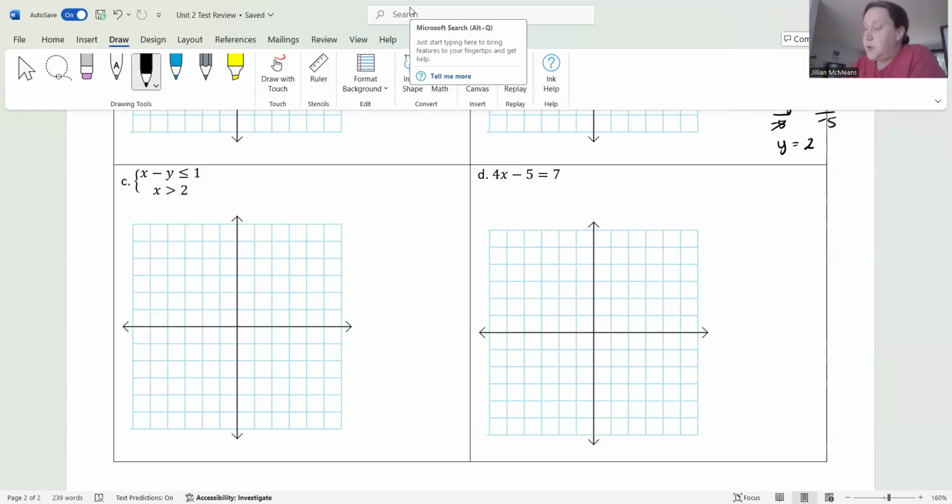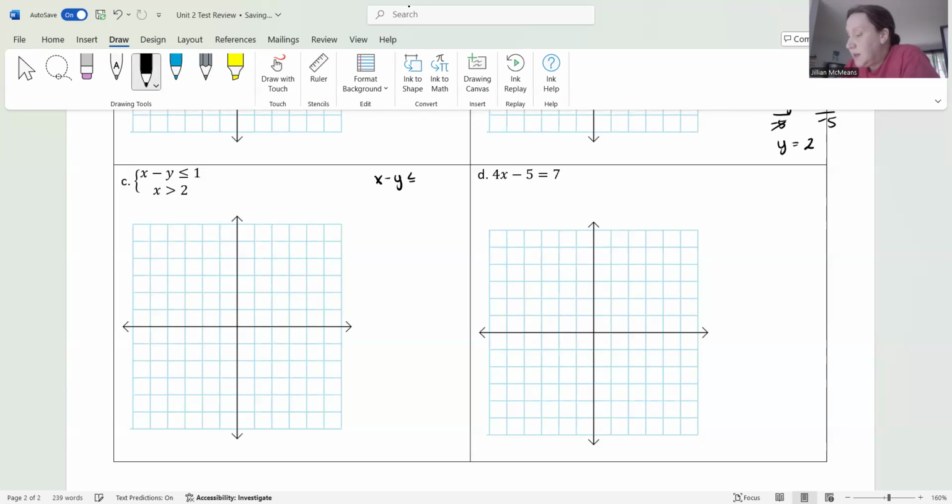So let's look at the first equation, or the first inequality rather. We have x minus y is less than or equal to 1. In a situation like this, I'm going to go ahead and solve for y. So I'm going to start by subtracting x from each side. The x on the left just becomes 0, leaving me with negative y, which is less than or equal to negative x plus 1. Now, I'm not done because I have a negative y.